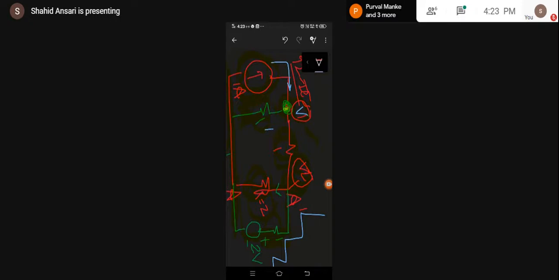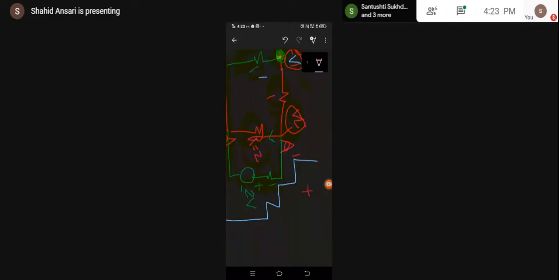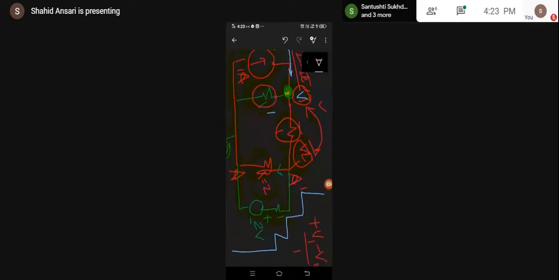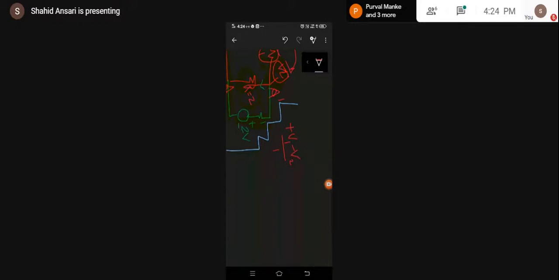Sign convention for a passive element: positive. For this element, the voltage across it may be considered as V1 minus V2 or V2 minus V1, but we are applying KCL at node 1, so V1 will be considered as the higher potential. So I will write (V1 minus V2) divided by 1. Now for this particular resistance, again the potential drop may be either V1 minus 0 or 0 minus V1, but we are applying KCL at node 1, so V1 is at higher potential. So I will write (V1 minus 0) divided by 1.